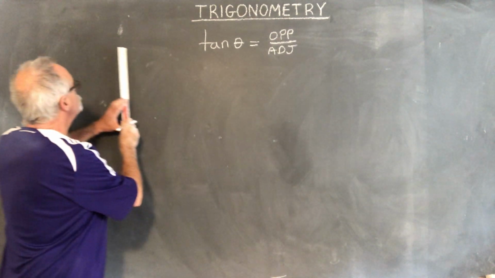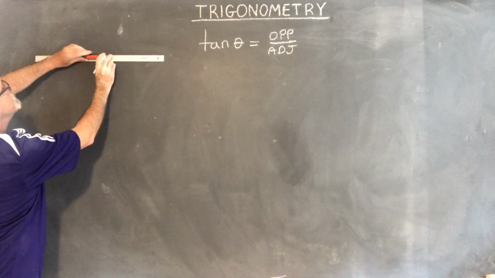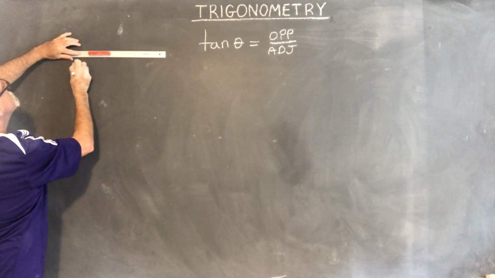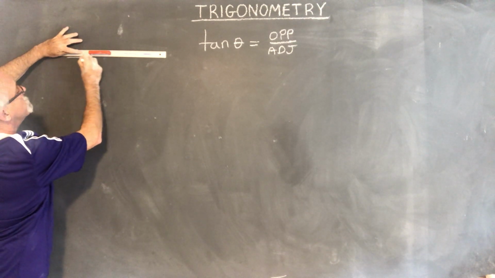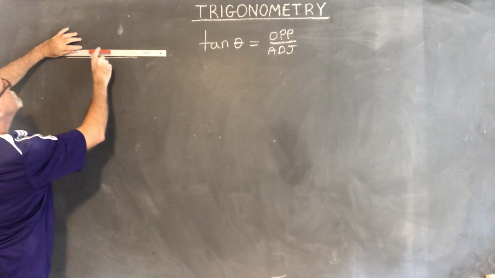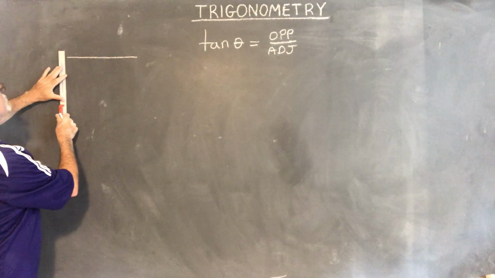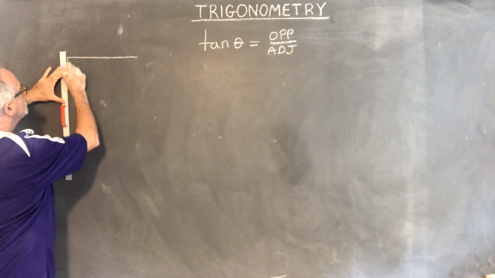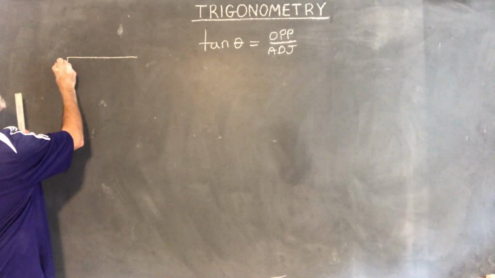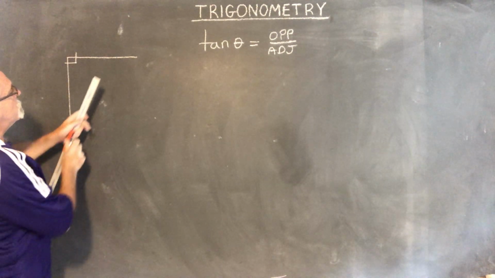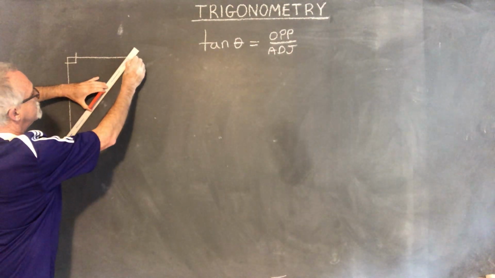I'll start by drawing a side of a triangle over here, and I'm not going to try to measure anything. That might not be perfectly horizontal, but it's pretty good. Okay, and then I'm drawing a right angle so I can finish this and I have a right triangle.